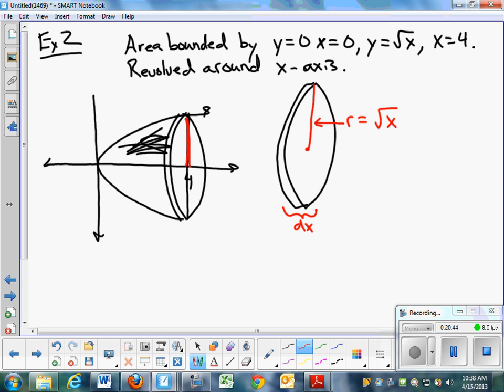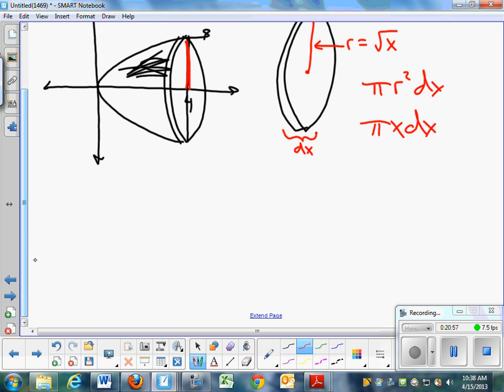So now I can plug this in to pi r squared dx. I get pi times, what's the square root of x squared? Right, so pi x dx is what we will integrate. So we're going to integrate from 0 to 4 of pi x dx. I'm going to move my pi out front.